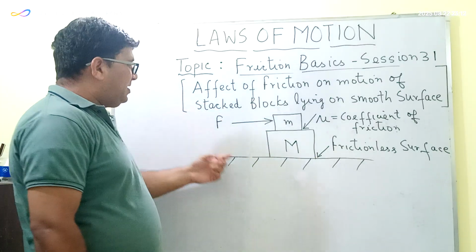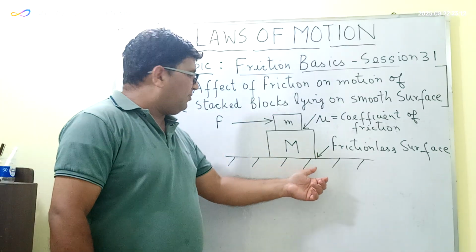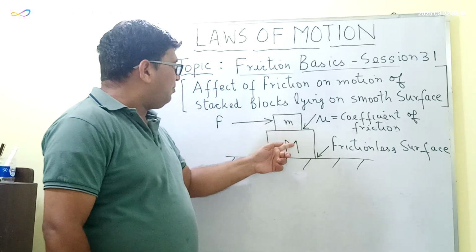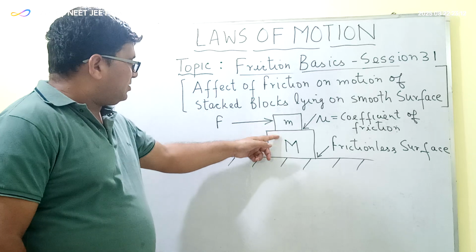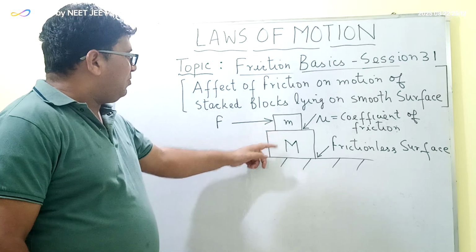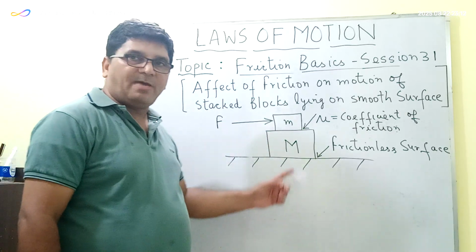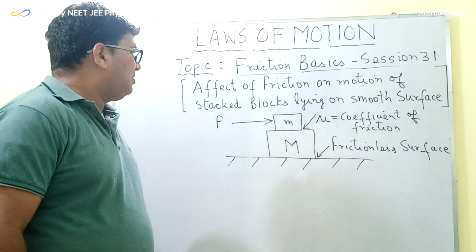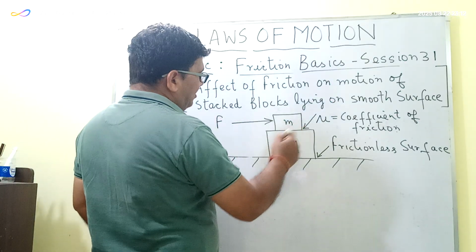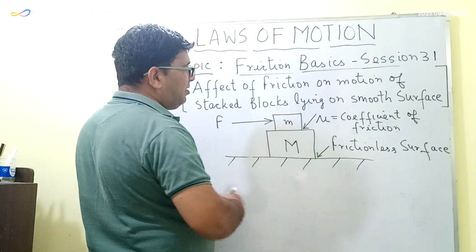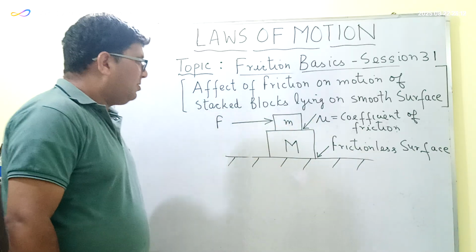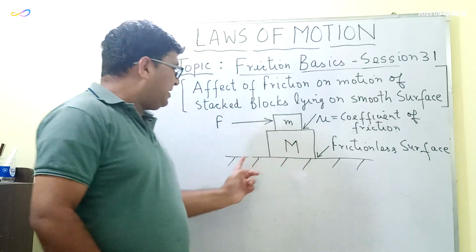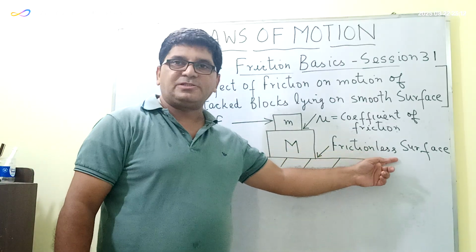So based on this topic, I have drawn one diagram here, and in this diagram there are two stacked blocks as shown in this figure. This is the block which is having a mass of capital M, and this is the block which is having a mass of small m, and the coefficient of friction at the interface of these two blocks is equal to mu, and this block of mass capital M is lying on a frictionless horizontal surface.